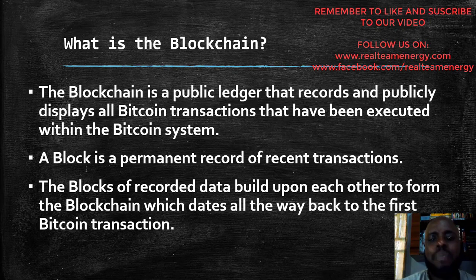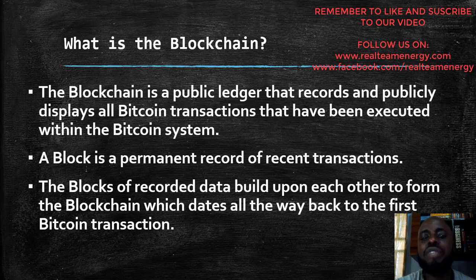A block is a permanent record of a recent transaction. The blocks of recorded data build up each other to form the blockchain, which dates all the way back to the first Bitcoin transaction. In summary, a blockchain is a public ledger that keeps a public record of all Bitcoin transactions that have ever been executed within the Bitcoin system.